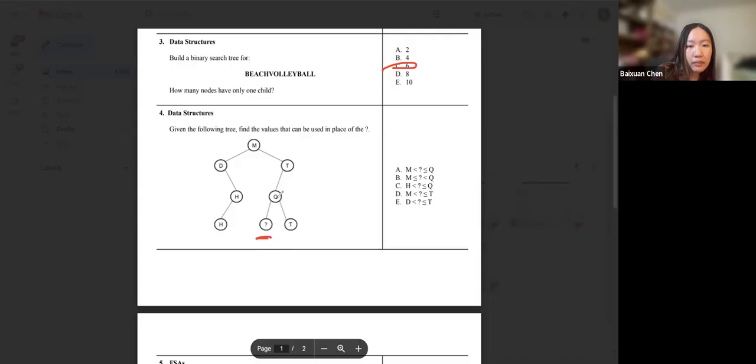This one just means that because it's to the left of Q, we know that it must be less than or equal to Q. And then it's also to the left of T. But we don't need to consider that because if it's less than or equal to Q, it must already be less than T, because Q is smaller than T. So we use the tighter boundary, so it's less than or equal to Q. But then it's to the right of M, which means it has to be greater than M. So then it will be A. Does that make sense?